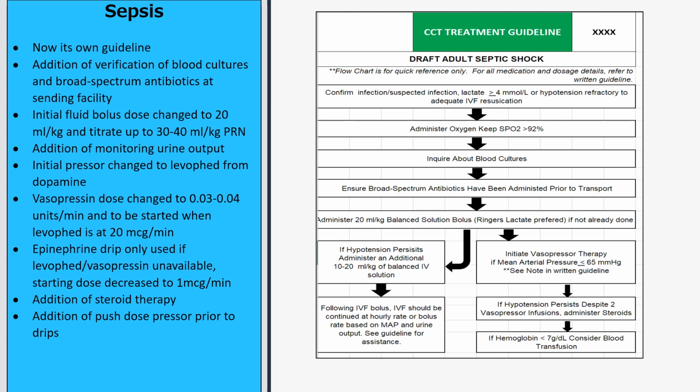Administer oxygen and keep your SpO2 above 92%. Inquire about blood cultures. Ensure broad-spectrum antibiotics have been administered prior to transport. Administer a 20 milliliters per kilo balanced solution bolus, Ringer's lactate being preferred, if not already done. We're going to go down the flow chart to the left.